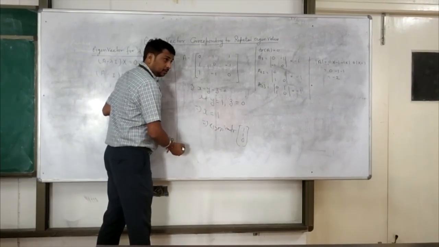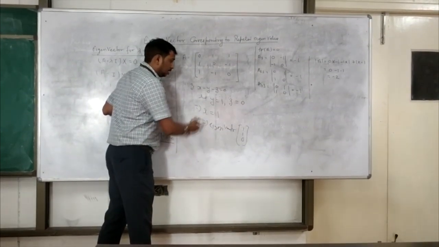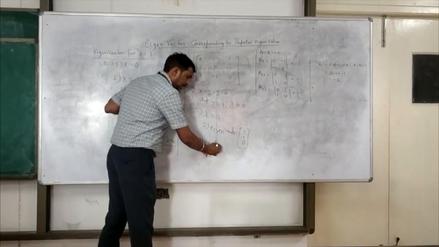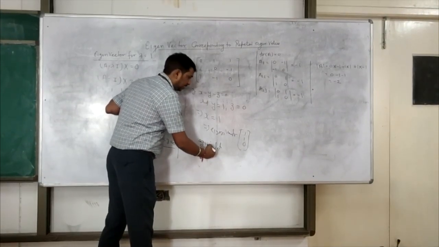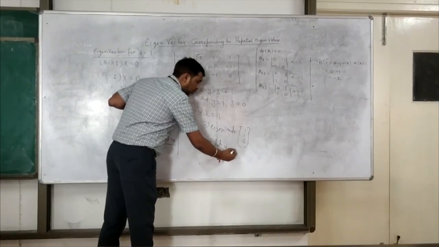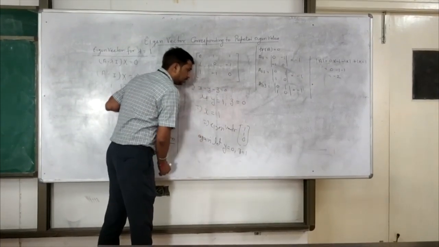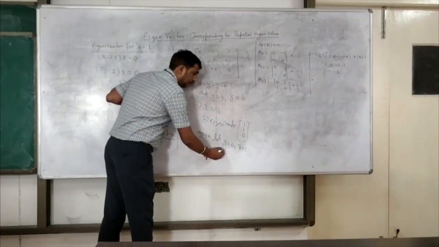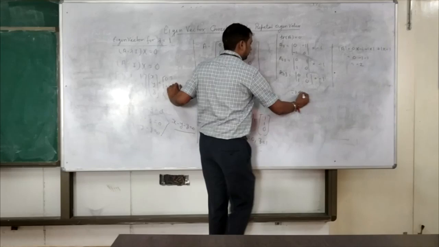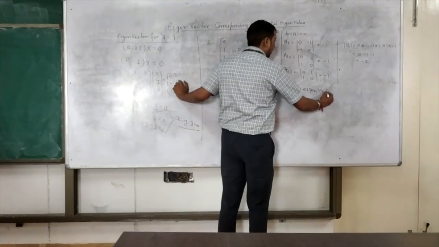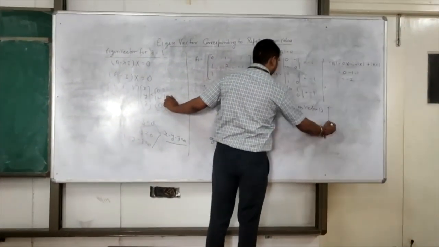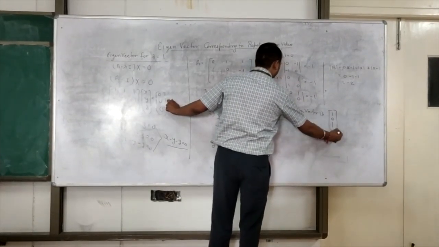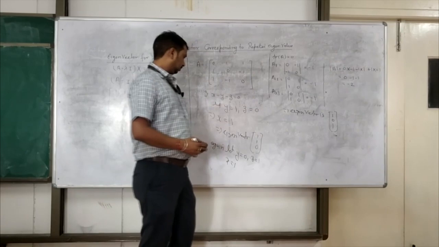Second, what can we take? Again, this is also possible. Let y be 0, z be 1. This time, what is the x value? Again 1. This is right. The eigenvector is 1, 0, 1. Correct.